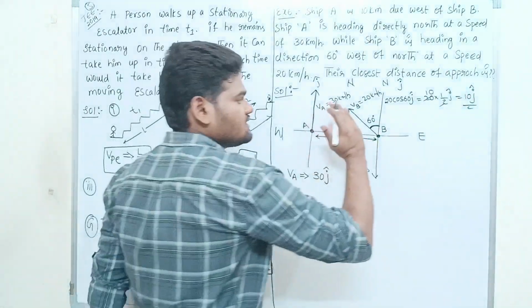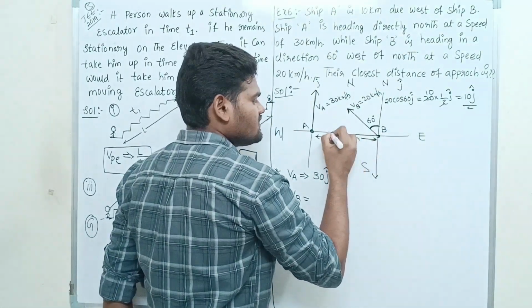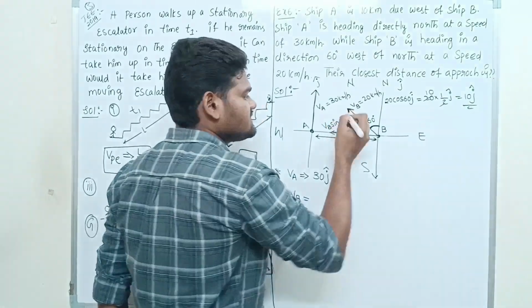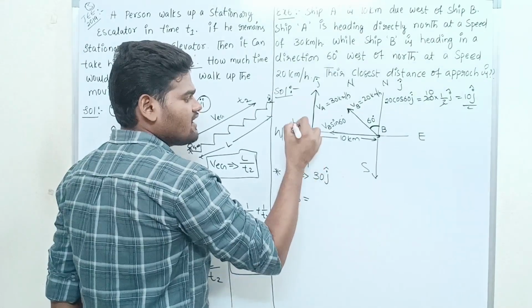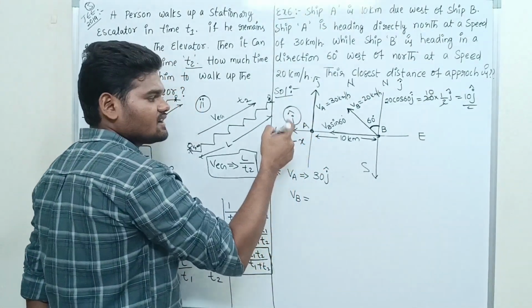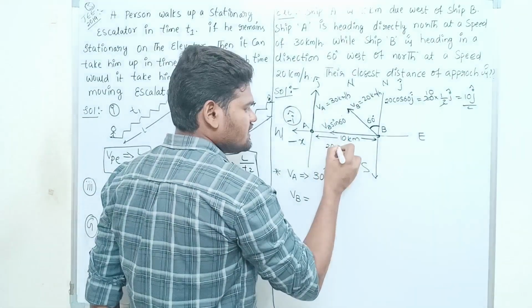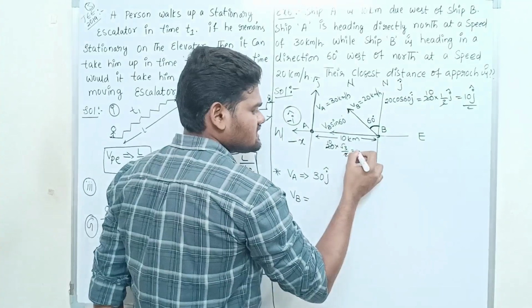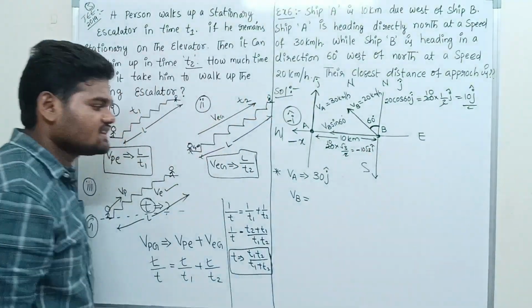So this is along the north side, and perpendicular to this direction you will get VB sin 60 degrees. Along this direction, this is the negative x direction. Along negative x direction, what is the unit vector? Minus i cap. So VB is 20 into sin 60, root 3 by 2, that is equal to minus 10 root 3 i cap.